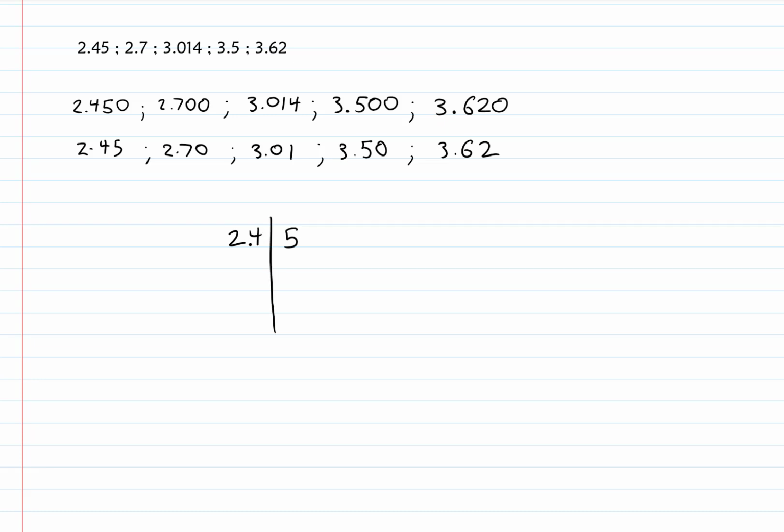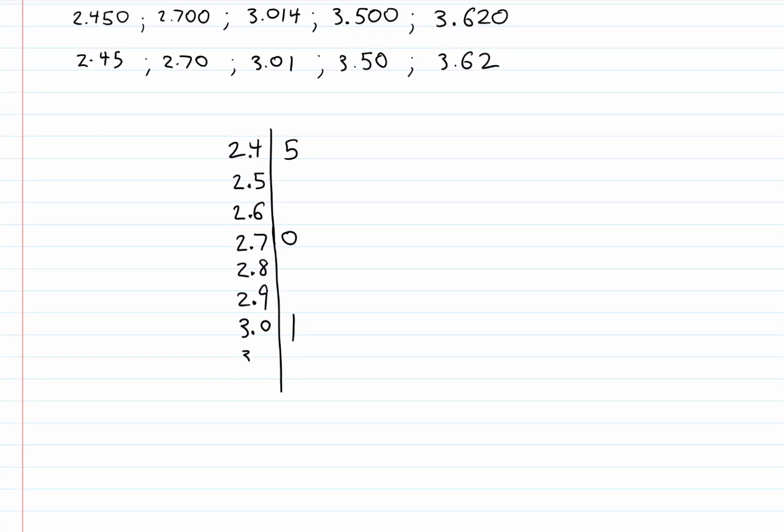2.45, but then you would need to fill in 2.5, 2.6 with no leaves, and then a 2.70, nothing for 2.8, nothing for 2.9, and then a 3.01, nothing for 3.1 or 3.2 or 3.3 or 3.4, and then we would have a 3.50 and then a 3.62. So that's another way of doing it. Okay?